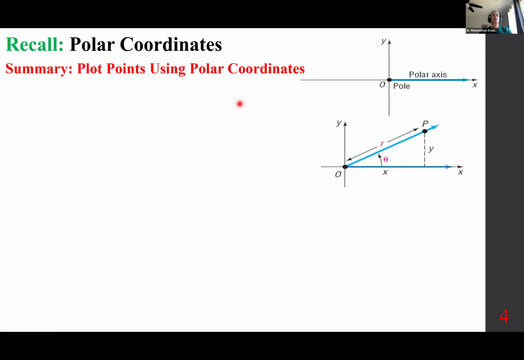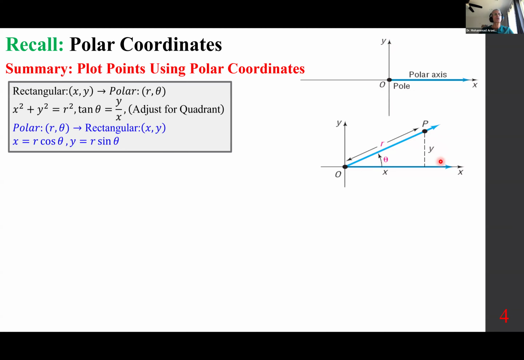Polar coordinates. Here's the summary: plot points using polar coordinates. We have a Cartesian coordinate system and a polar coordinate system, x and y, and the positive side of the x-axis, the polar axis, and the origin is the pole. A point P has coordinates x comma y, also r comma theta. So rectangular is x comma y, polar is r comma theta. Relationship: x squared and y squared add up to r squared. Tan of theta is y over x. And of course, you adjust for the quadrant.